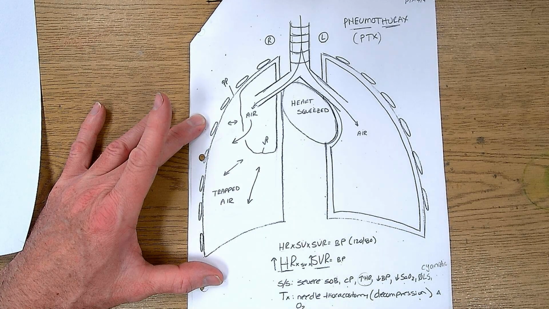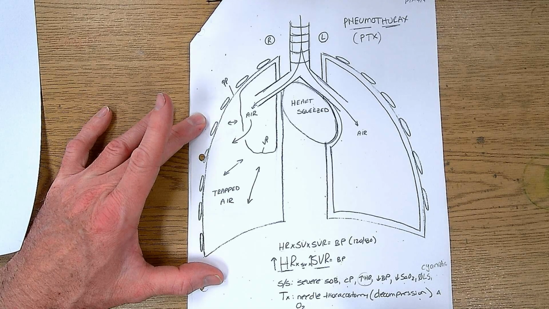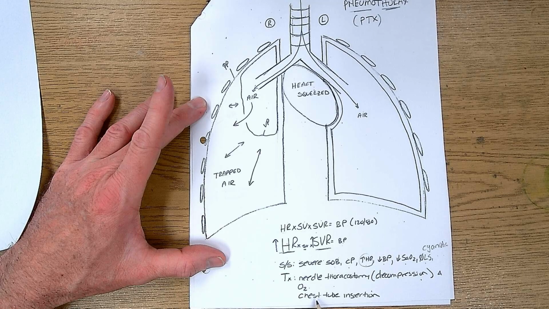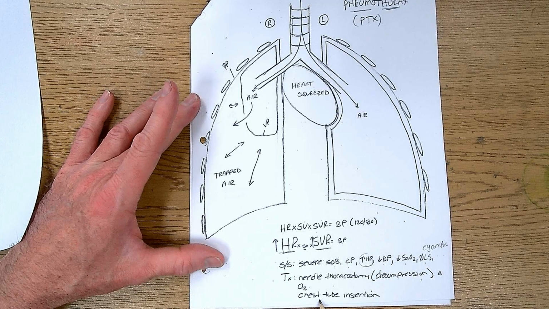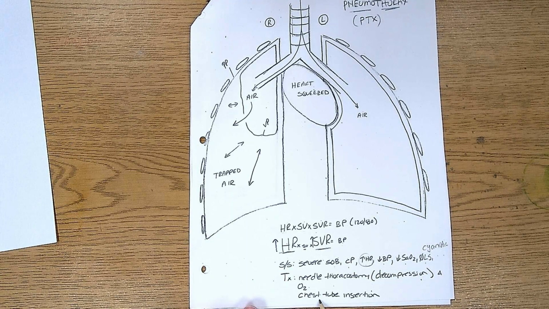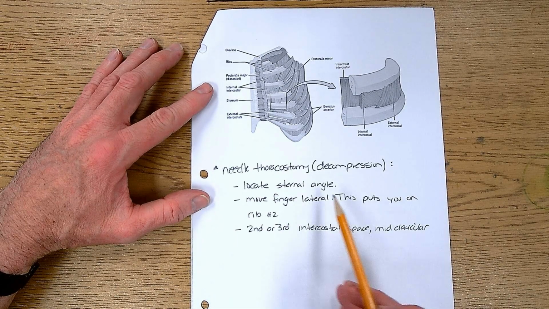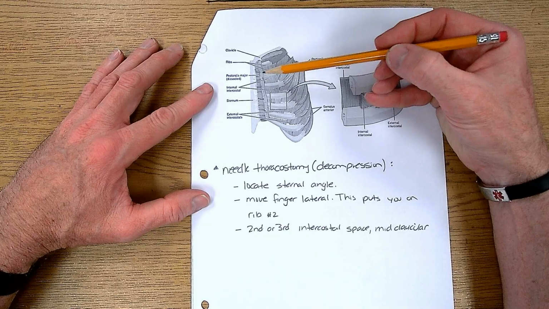And the treatment involves putting a needle in the chest, giving the patient oxygen, and following that up with a chest tube insertion. So we're going to take a look at needle thoracostomy or needle decompression first. Okay, so for needle decompression, we need to know our anatomy.